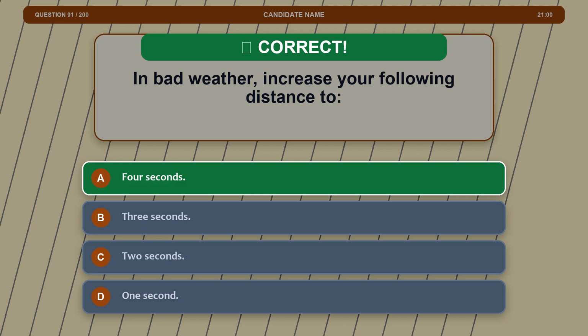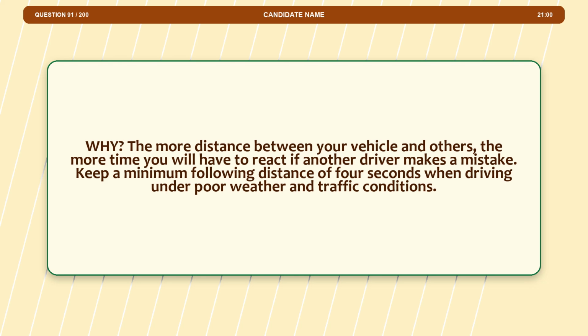The correct answer is option A, 4 seconds. Explanation. The more distance between your vehicle and others, the more time you will have to react if another driver makes a mistake. Keep a minimum following distance of 4 seconds when driving under poor weather and traffic conditions.